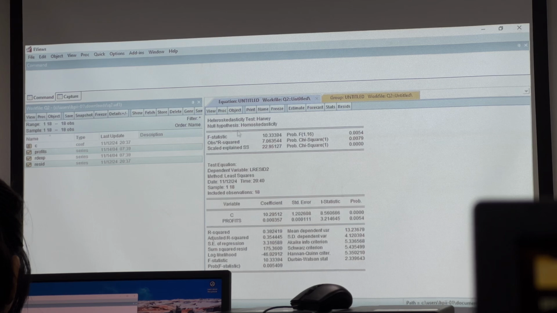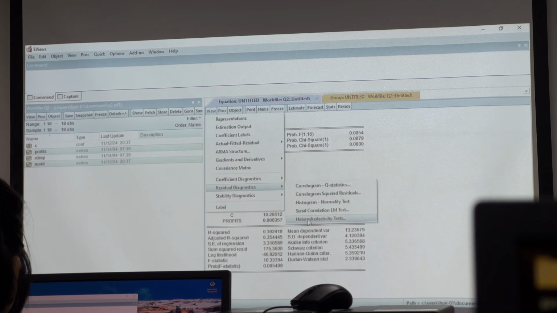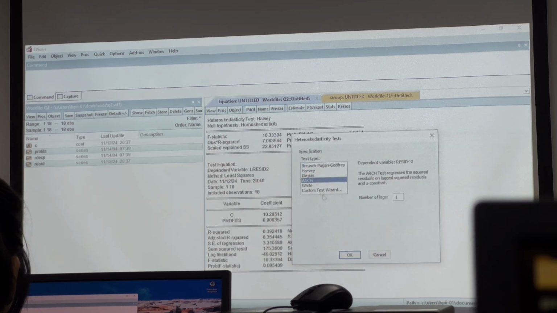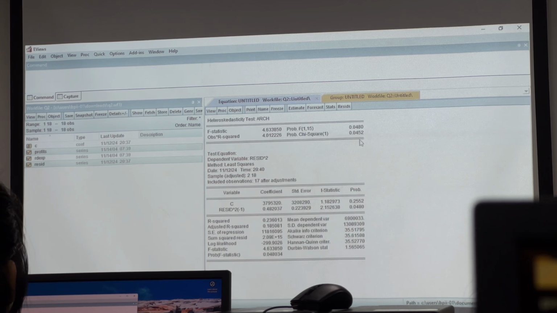Harvey also failed. How about Arch? Arch also failed. So you failed all 4. So after you remedy, basically the good idea is that you test for all.